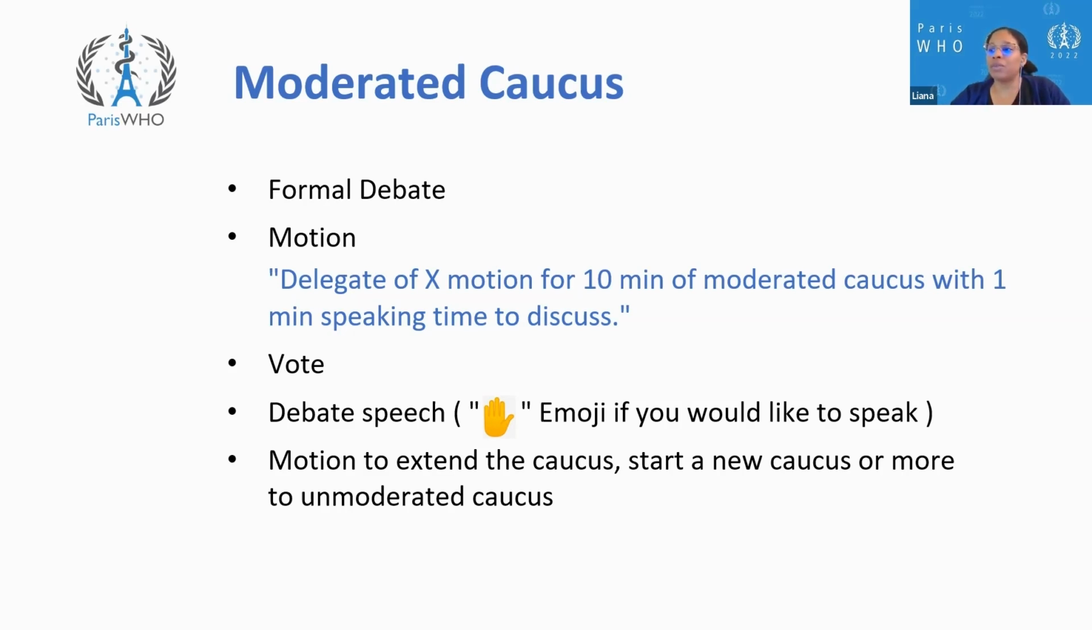Once the delegate has finished the minute, which will be moderated by either the chair or vice chair, so they'll have a timer, then they will be invited to stop speaking and the floor will be open to another delegate to speak, and this will continue for 10 minutes. You will then be asked to vote on the motions that have been brought up by the different delegates. You raise your hand, as I said, use the hand emoji if you want to speak. If there hasn't been enough time, either you can raise a motion to extend the caucus, or you can start a new caucus or move to the other type of caucus, which I will present to you now.